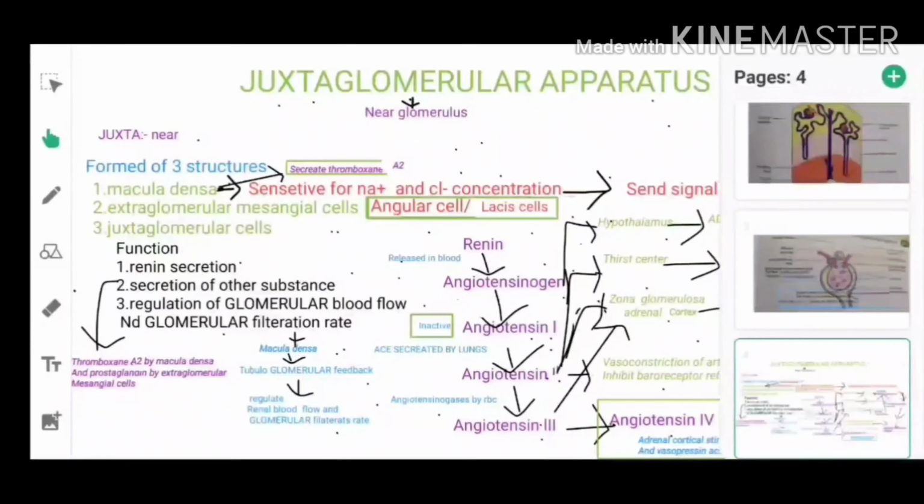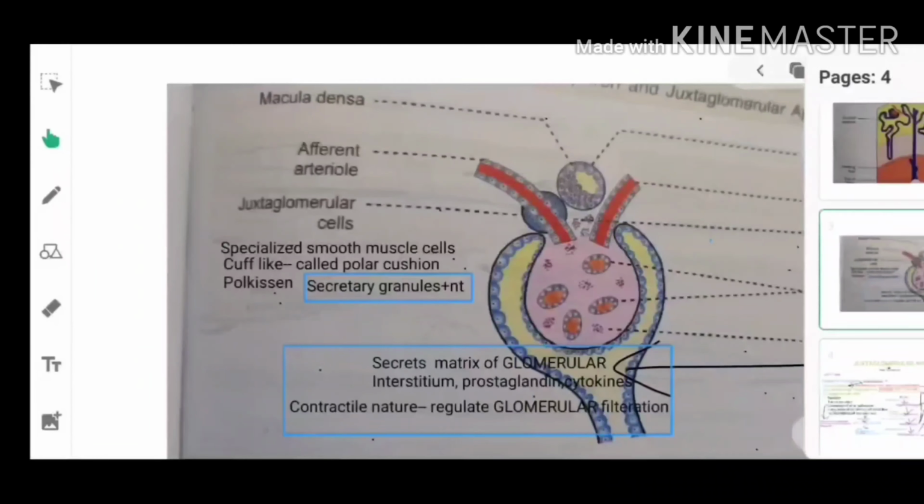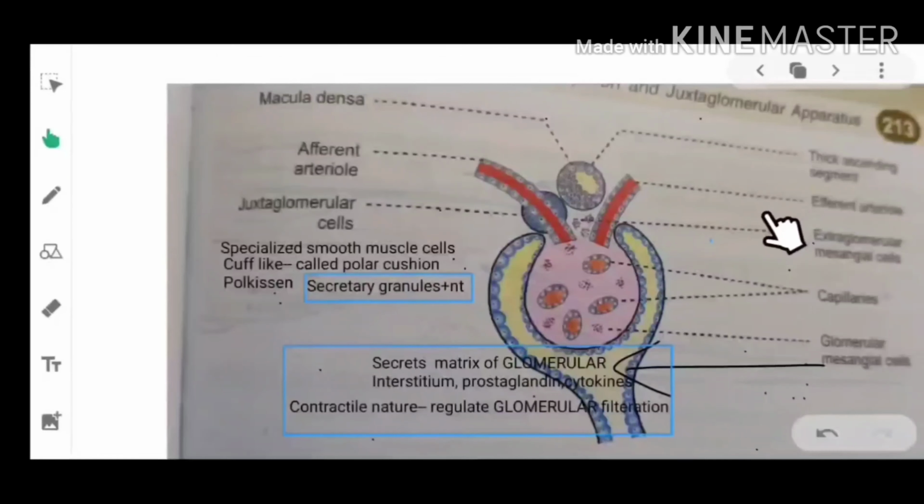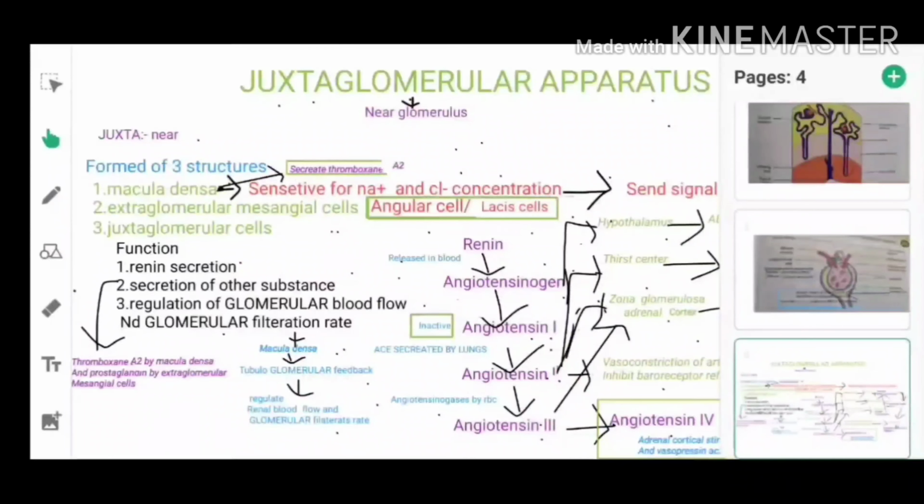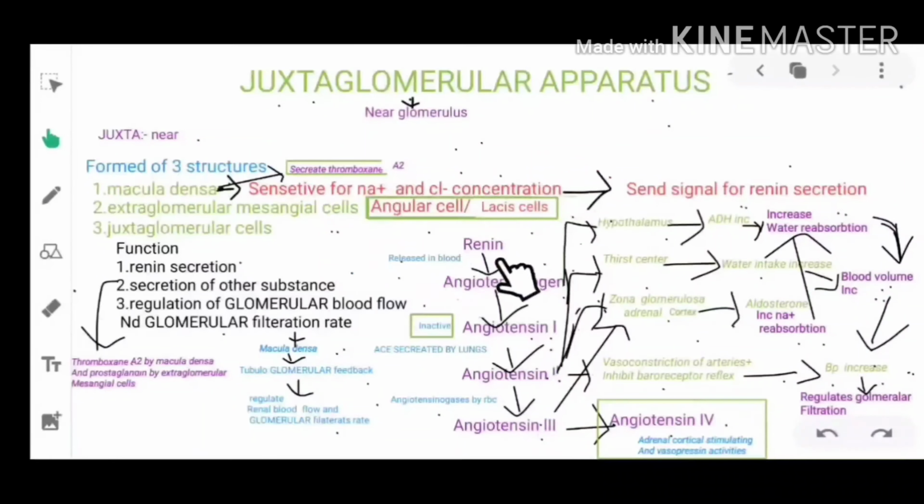Now second is extraglomerular mesangial cells. These cells are present in the triangular region which is formed by the macula densa, afferent arteriole and efferent arteriole. These cells are also called Lacis cells and angular cells.